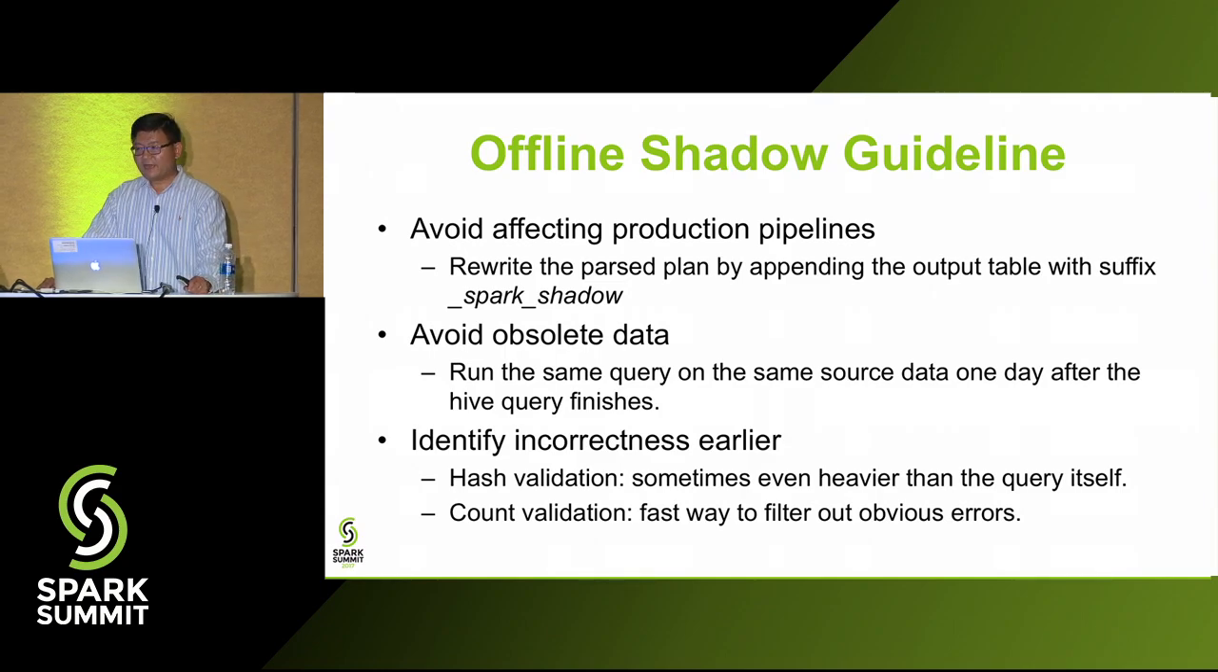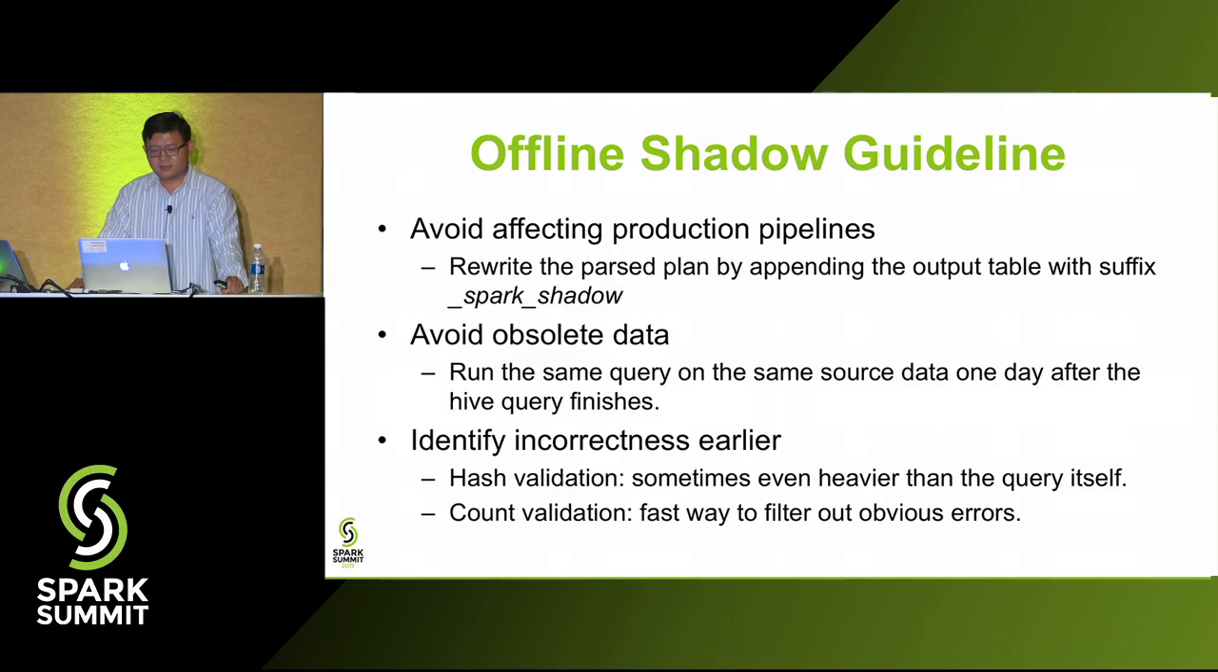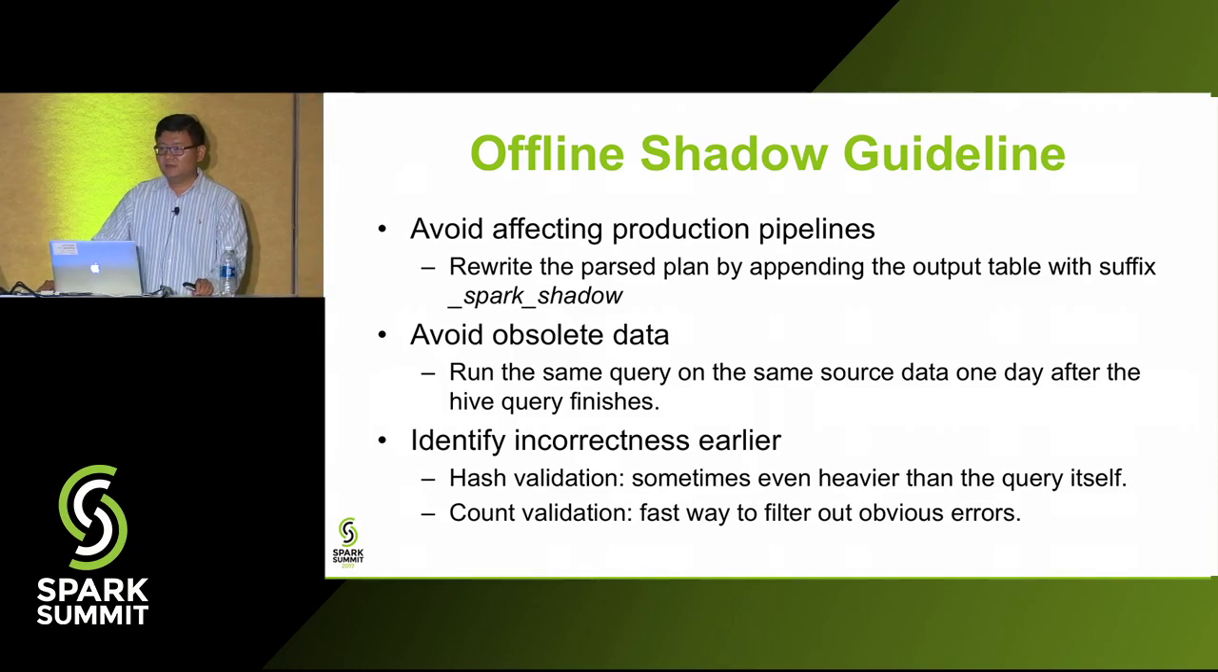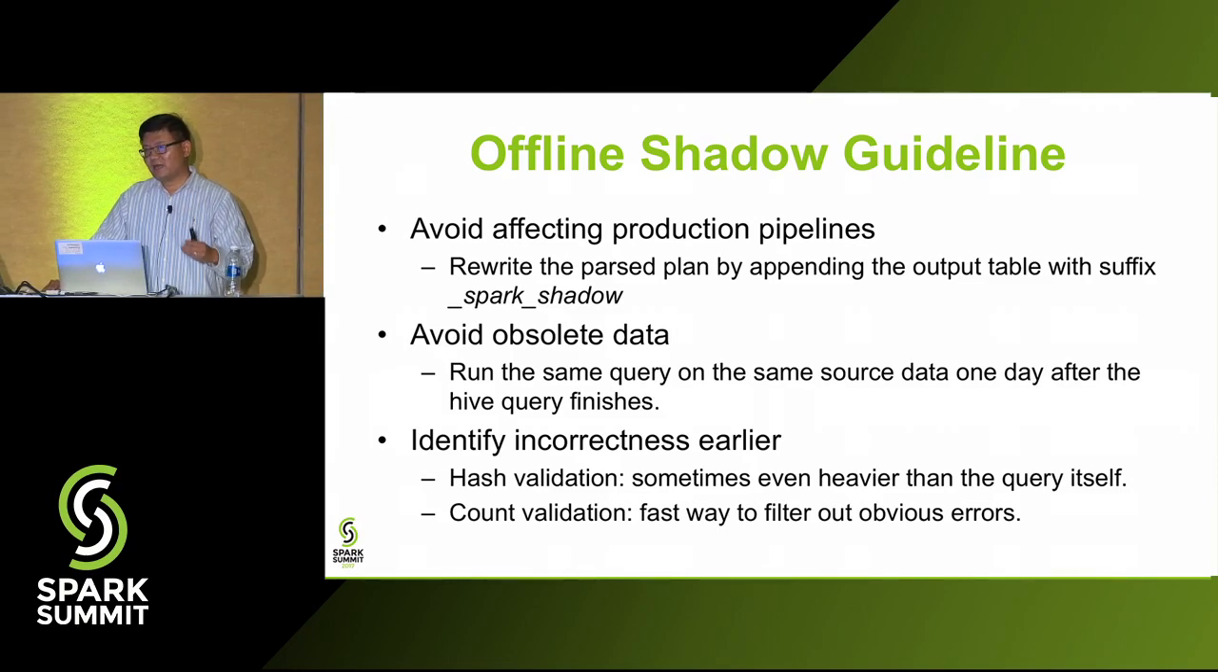So we have a lightweight method to do the validation. That's count validation. We simply count the row number of each table, then compare the Hive table and the Spark table. If they match, we move forward with hash validation. Otherwise, we need to dig into it to see why the Spark result doesn't match.